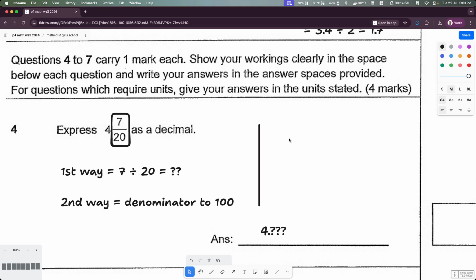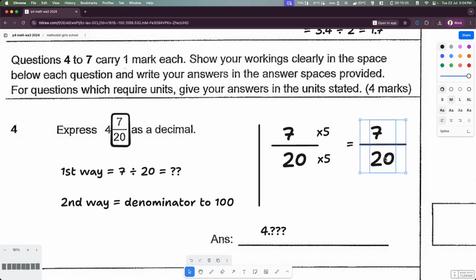Let's put 7 out of 20 with a line in the middle, and convert the denominator to 100. How we do that: 20 times what becomes 100? Times 5. We also want to times 5 with the 7. So the denominator is 100. What about the numerator? 5 times 7 equals 35. So that's 35 out of 100, which converts to 0.35 as a decimal.